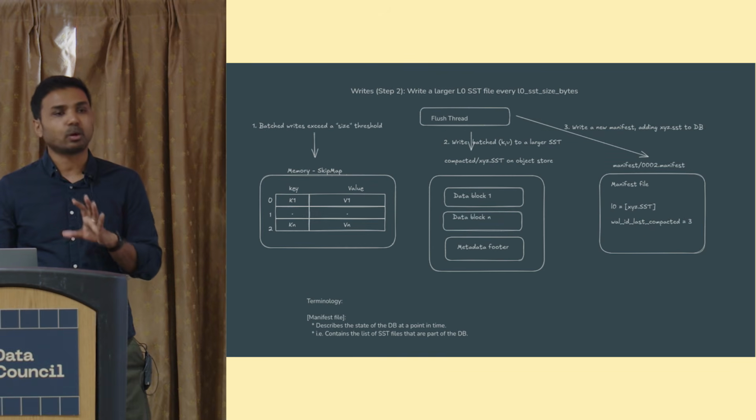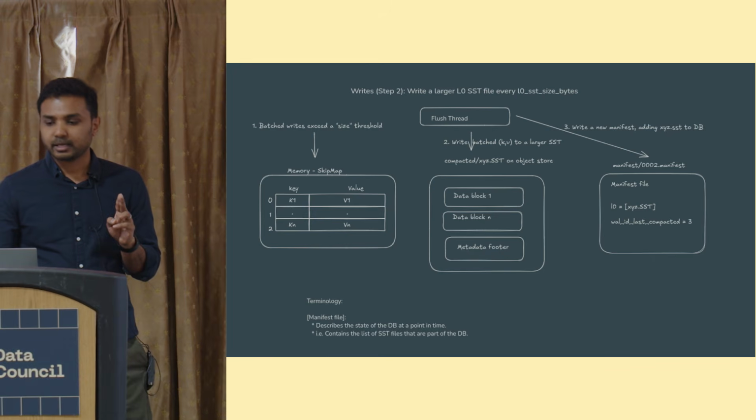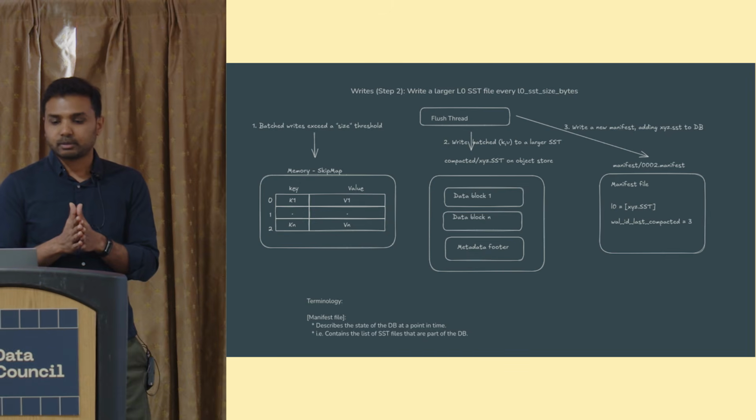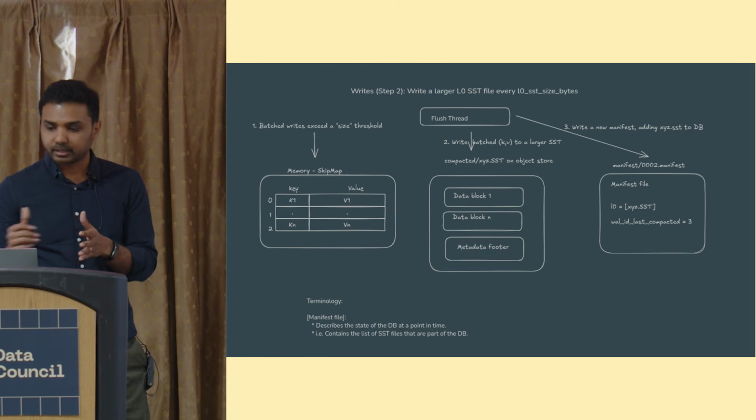Now, step 2 of write, there is a second setting called L0 SST bytes. This is usually in the order of 50 to 100 megabytes. When a lot of writes have happened, a file is created in the compacted folder. In here, we are looking at xyz.sst, and that is an SST file that has the same structure as the WAL file. When that file is created, it is not part of the database yet.